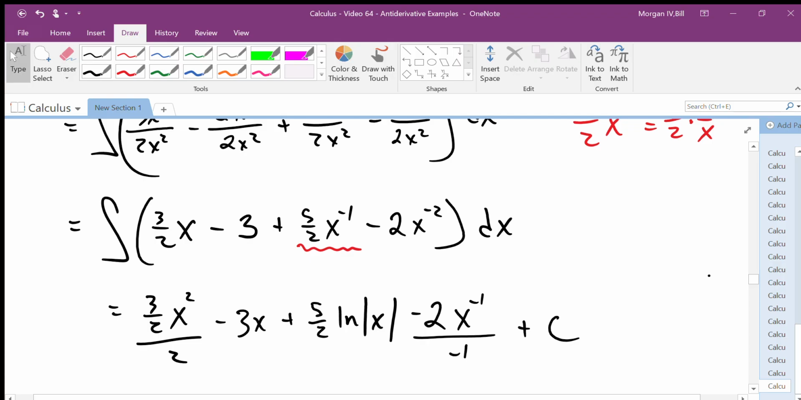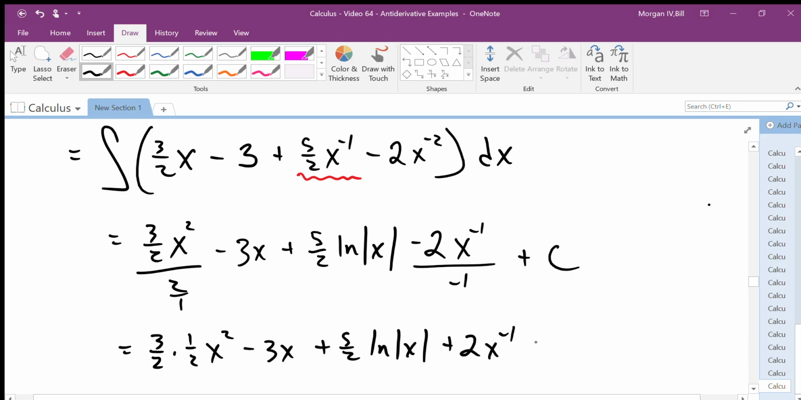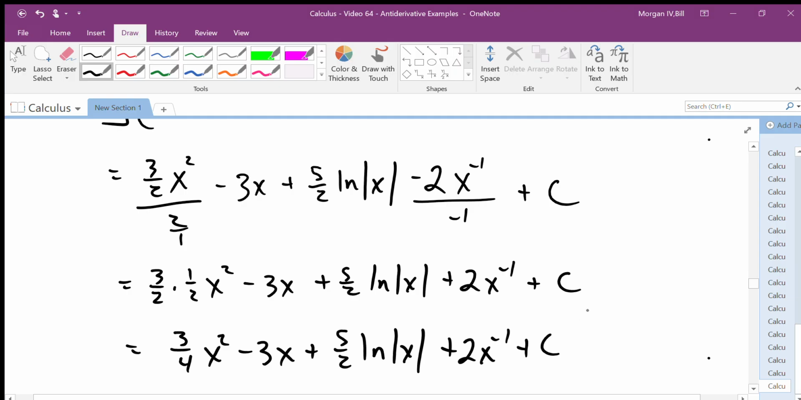Okay, let's see if we can simplify here. 2 is like 2 over 1. So instead of dividing by 2 over 1, let's multiply by 1/2. So this is 3/2 times 1/2 times x squared minus 3x plus 5 over 2 natural log absolute value of x. Negative 2 over negative 1 is positive 2x to the negative 1 plus c. So 3/4 x squared minus 3x plus 5/2 natural log absolute value of x plus 2x to the negative 1 plus c.